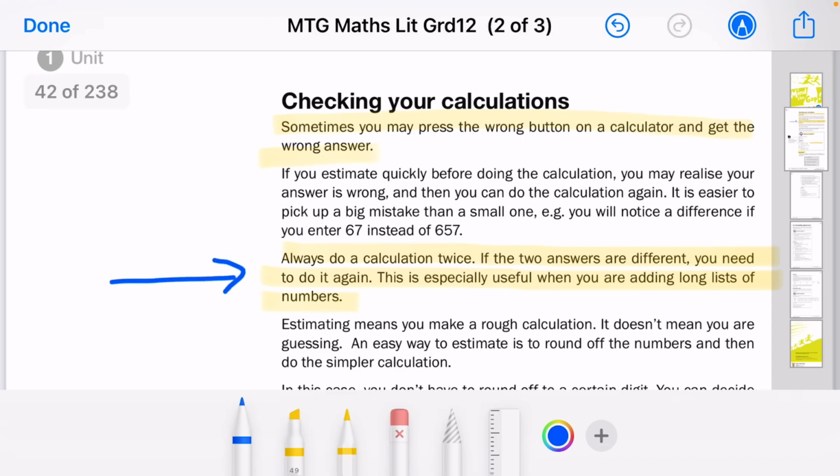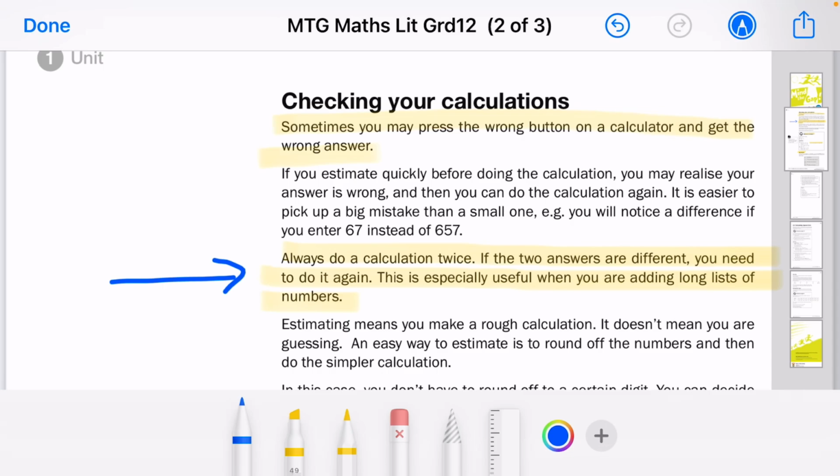They're saying always do a calculation twice. If the two answers are different, you need to do it again. This is especially useful when you are adding a long list of numbers. It happens, ladies and gentlemen, especially in lower grades, in grade 8, even in primary. But in grade 8, 9, 10, 11, even in grade 12, it still happens, even after matric, that you punch some numbers which are incorrect.